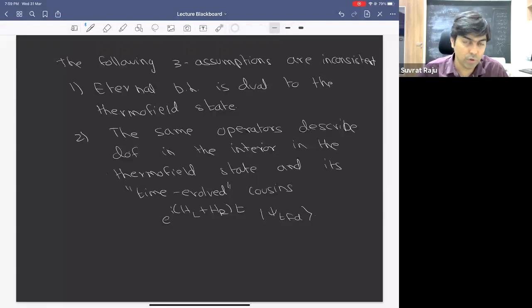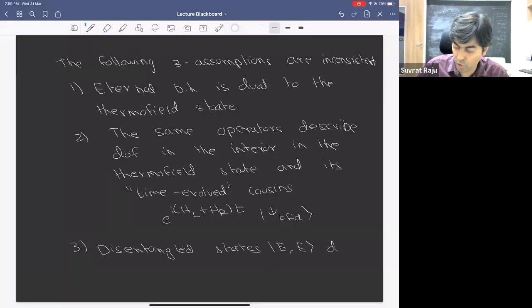And so you can ask questions about what are the operators that describe the interior of the black hole in these time evolved states. And the paradox is going to be that, let's say, assume that it's the same operators in all of these states. So it's going to be this. And the third assumption is going to be that disentangled states, like just energy eigenstates, do not have a wormhole. Okay.